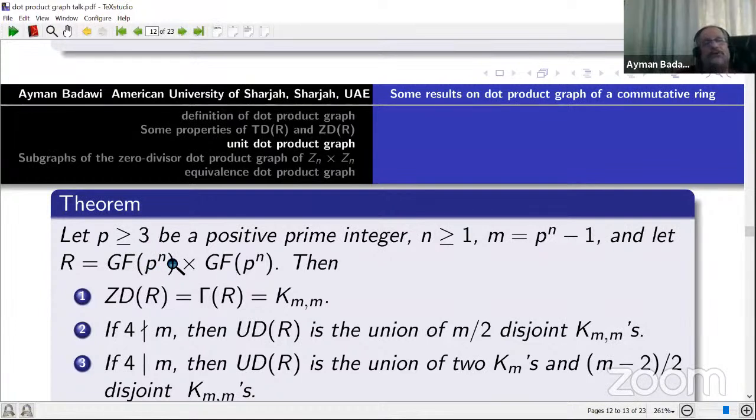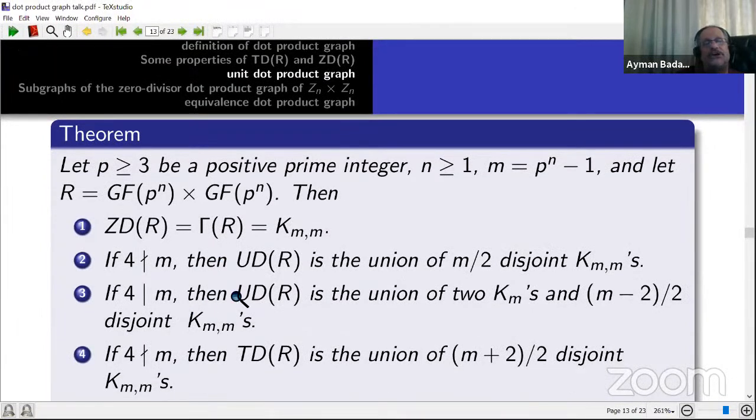So here is a product of 2 finite fields. Here I have a restriction on how you did not see 2 or 3 or 4 when the prime was 2. Here we have to be careful whether 4 is a factor of M or 4 is not a factor. And remember, what is M? M is P to the N minus 1.